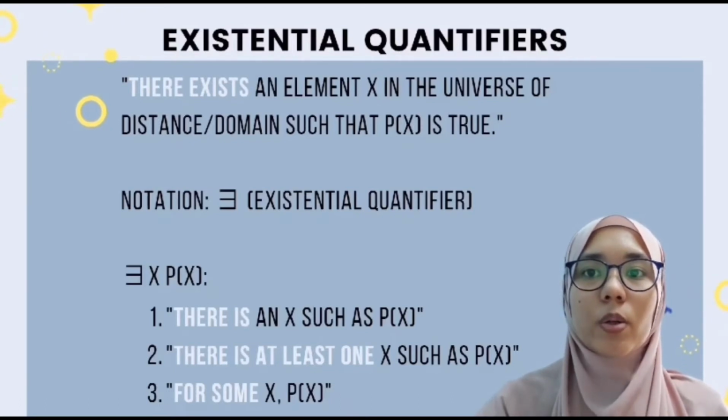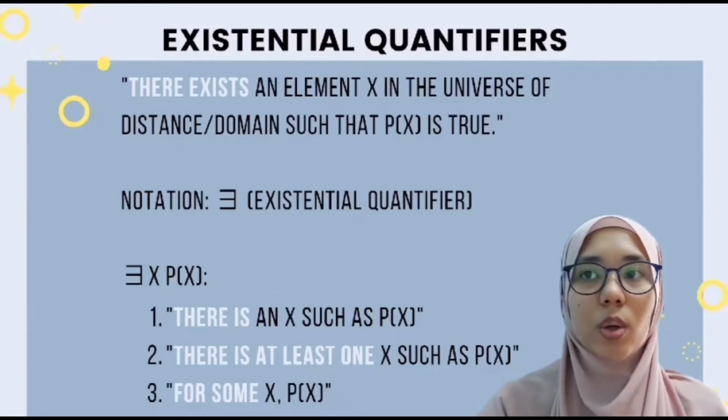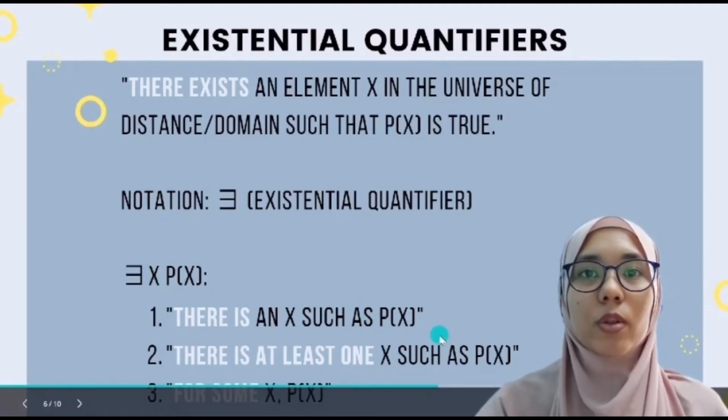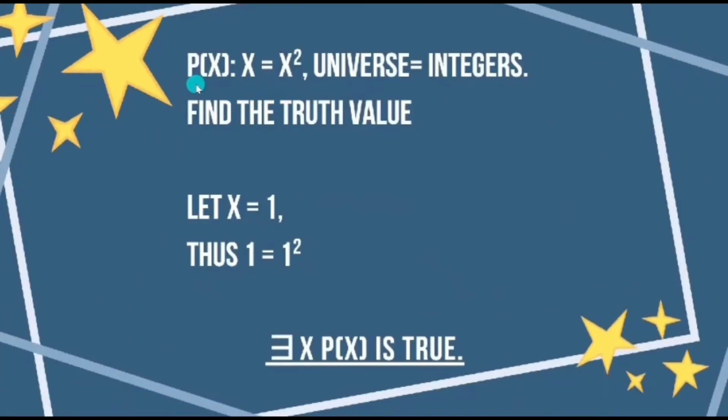but if we denote it as shown, there are several ways we can read it. For example, "there is an x such that Px", or "there is at least one x such that Px", or "for some x, Px". Now that we have gone through existential quantifiers, we can do some examples. Here we have the statement Px where x equals x squared, and the domain given is the set of integers. We are asked to find the truth value of the statement Px where x equals x squared.